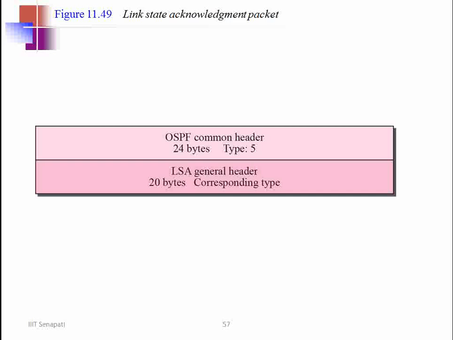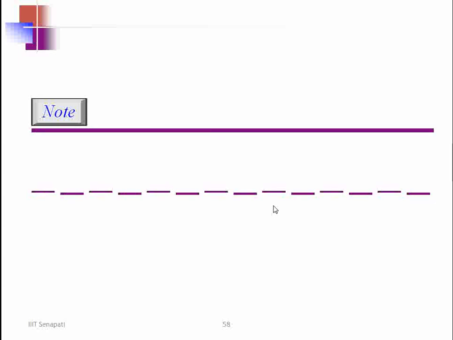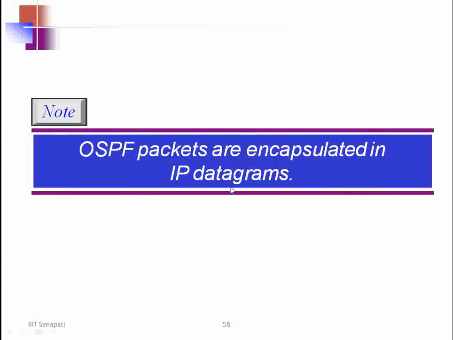Now how is this packet encapsulated? It uses IP datagrams. OSPF packets are encapsulated in IP datagrams, right? They contain the acknowledgement mechanism for flow and error control, so they do not need a transport layer protocol to provide these services. They are directly kept in IP datagrams.